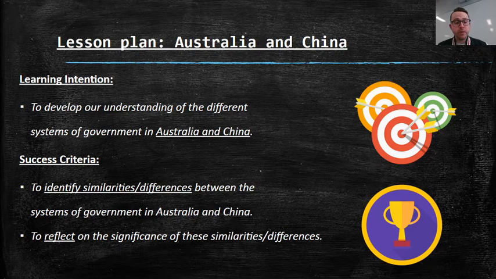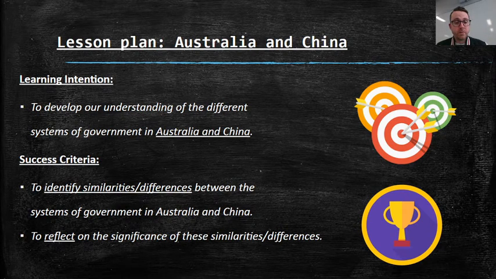So this lesson we're looking at developing our understanding of the different systems of government in Australia and China. I think the best way to understand our own system of government is to compare it to another country, to get both perspectives on how you can set up a country's government. We'll be looking at Australia and China in this lesson.